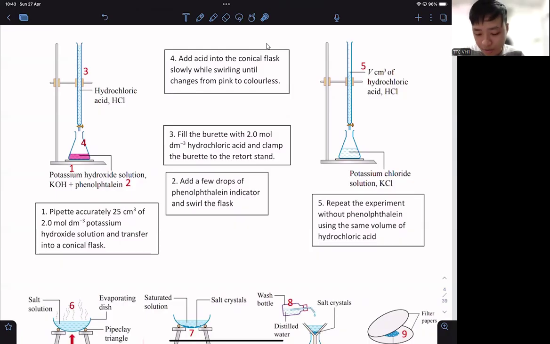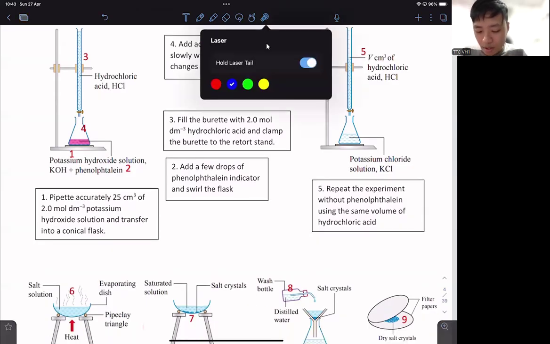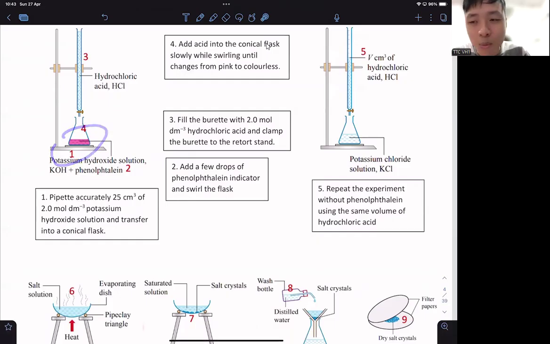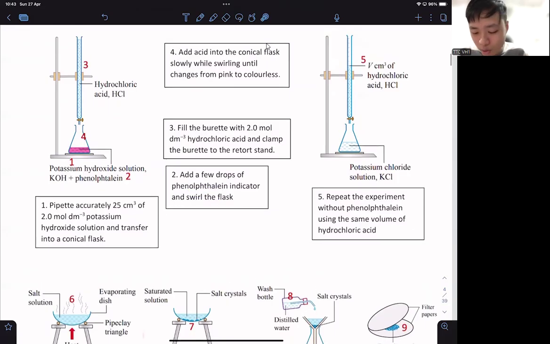Okay, so in this case, what do we do now? You remember this alkali, you have to put the phenolphthalein indicator and stir that, remember? Then you put the burette, fill with acid, then you titrate that. When you titrate, you let the acid drop slowly while you spin the conical flask. You spin, then you slow.